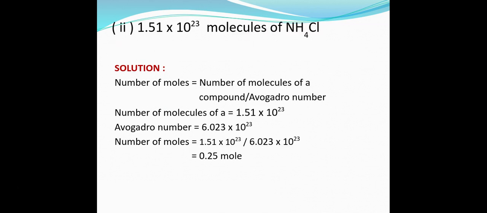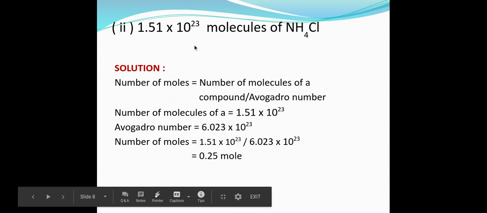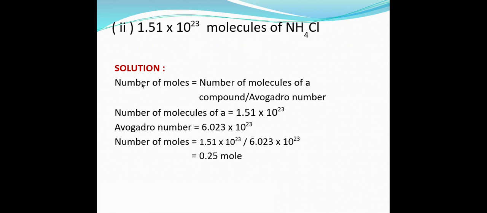The next one is 1.51 into 10 to the power 23 molecules of ammonium chloride. So number of moles is equal to the number of molecules of a compound. Why a compound? Because ammonium chloride is a compound. So number of molecules of the compound divided by Avogadro number. The number of molecules is 1.51 into 10 to the power of 23. The Avogadro number value is 6.023 into 10 to the power of 23. So substitute these values in this formula.